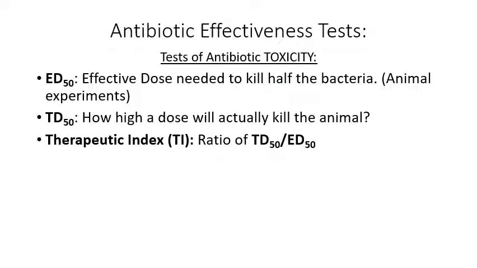All right, so the effective dose, how much do you need to add to kill half the bacteria? That gives you a number in milligrams. The number is usually milligrams per kilogram body weight of whatever you injected the drug into. And then you get how much do you need to inject this animal with in order to kill half of them. This is a test you would do with guinea pigs.